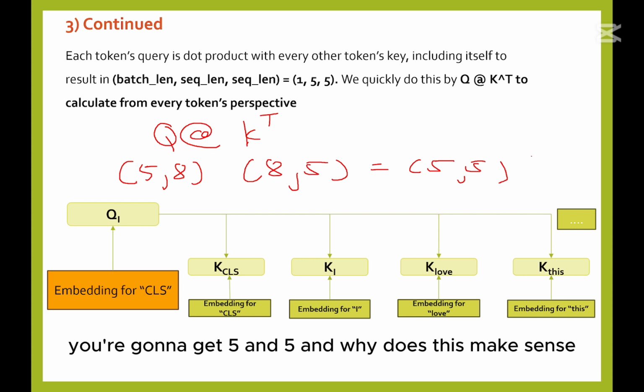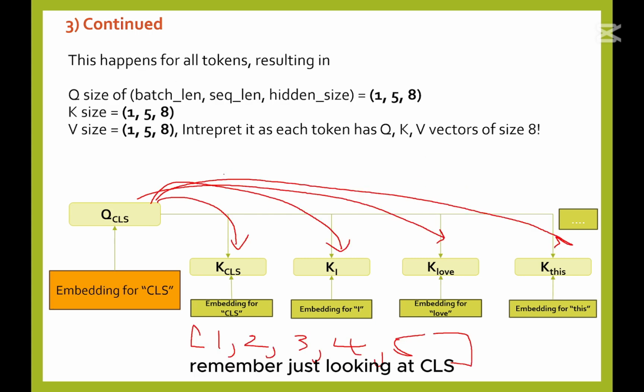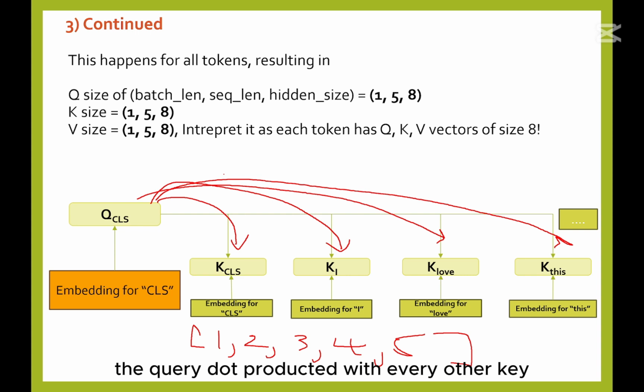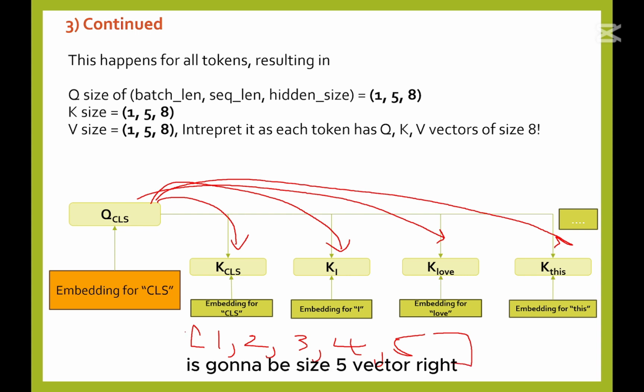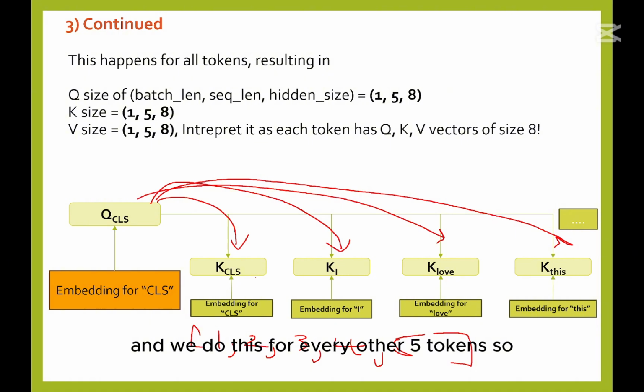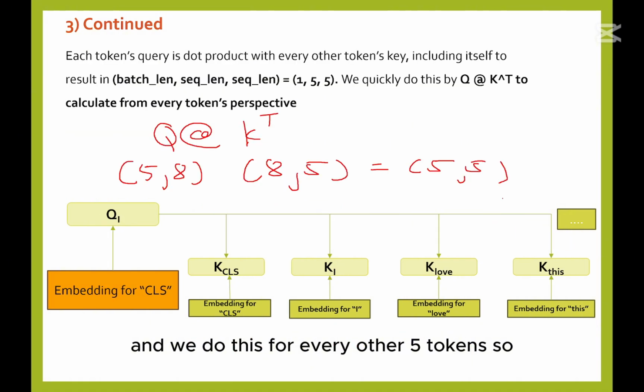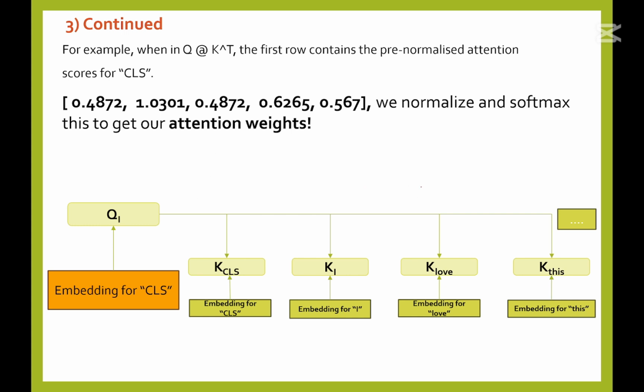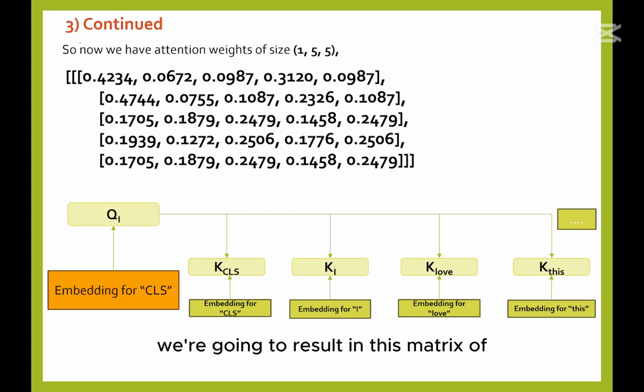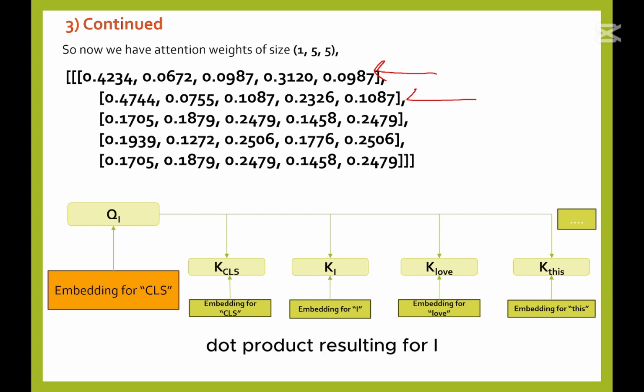And why does this make sense? Remember, just looking at CLS, the query dot-producted with every other key is going to result in a size 5 vector, right? And we do this for every one of the 5 tokens. So we're going to result in this matrix when we cross-multiply Q with the transpose of K. So what does this mean? This is the dot product resulting for CLS, the dot product resulting for I, love, this, movie, and so on.